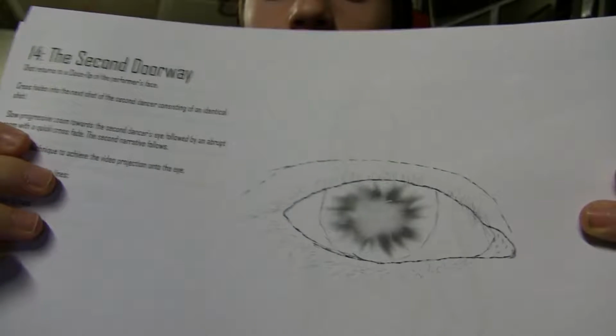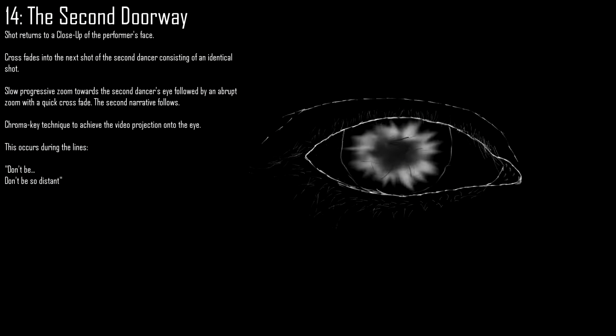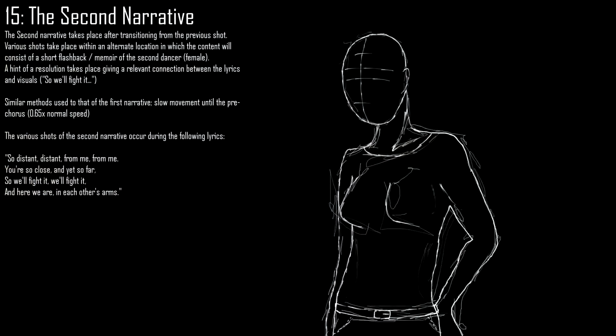Number 14, the second doorway. So we're presented with a short segment of the conceptual again before we're presented with the narrative, and we're going to use the second dancer's eye to bring us into the second narrative. Number 15, the second narrative. This will take place in an alternate location consisting of a short flashback, a memoir of the second dancer, who is going to be female.